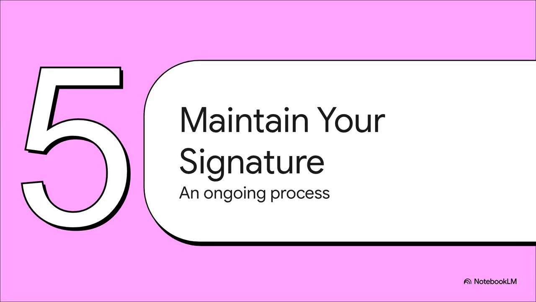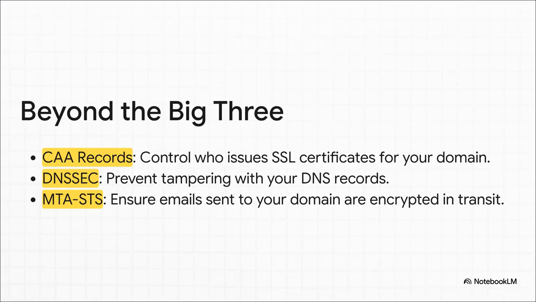Now look, setting up SPF, DKIM, and DMARC is a massive step forward. But it's not a set-it-and-forget-it kind of thing. Your digital signature, just like your real one, needs you to be vigilant to protect its value. And once you've mastered this big three, there are other layers you can add to really lock things down. Things like CAA records, which control who can even issue security certificates for your site. Or DNSSEC, which is like a digital lock on all your DNS records. And MTA-STS, which makes sure the emails being sent to you are always encrypted. Think of these as the advanced toolkit.